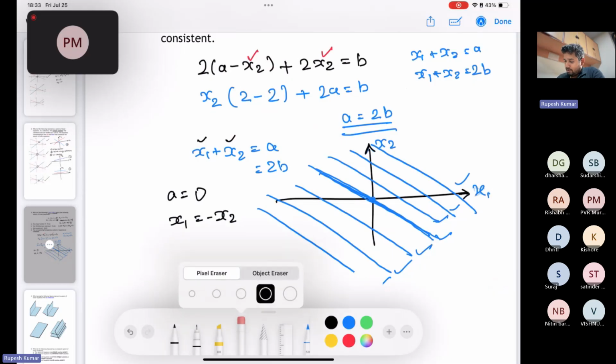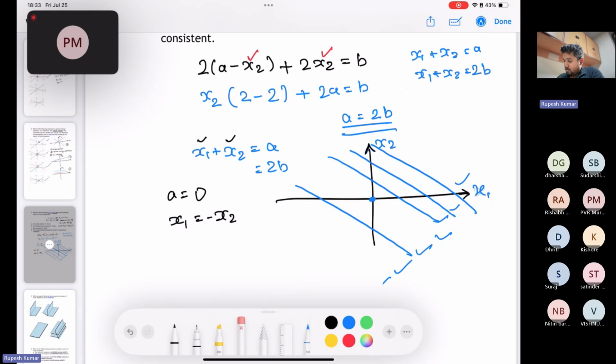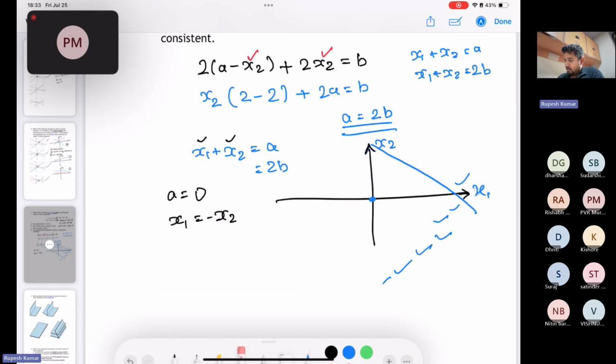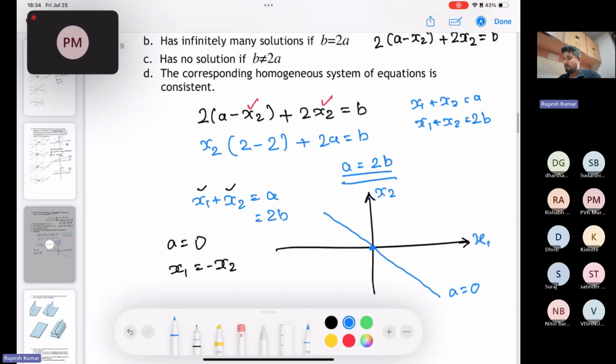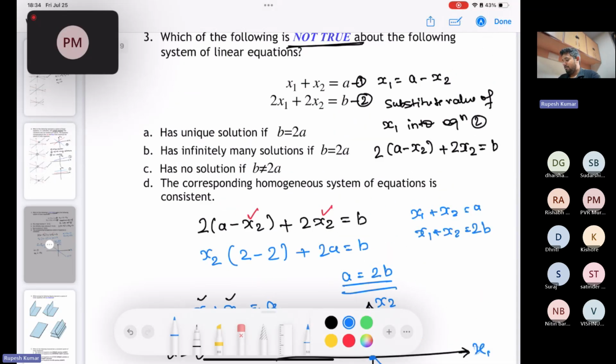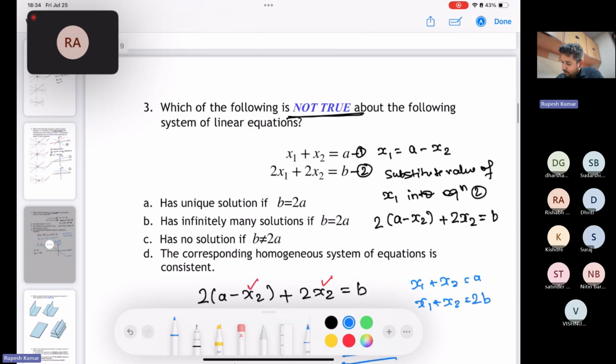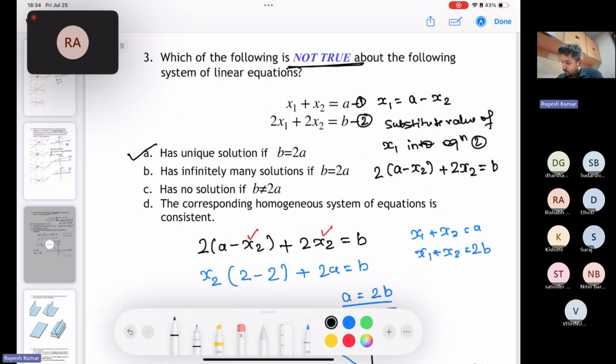If I choose a to be 0, then you get this line that passes through the origin, right? If you choose a to be 0, then you will get this line. Fine. So this is the solution for a equals 0. It has infinitely many solutions if b equals 2a, right? So option A, it does not have a unique solution, so option A is not true. So the correct answer is option A. Fine. It has infinitely many solutions, which is true.